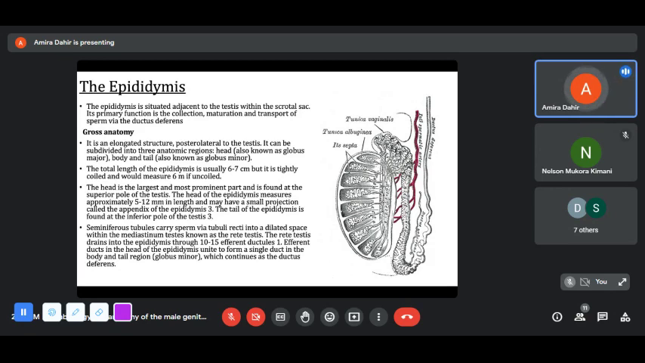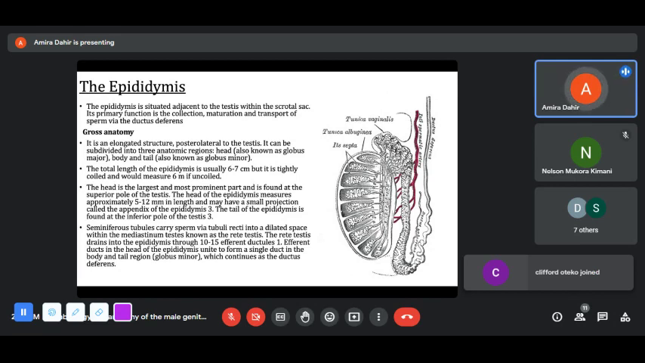The total length of the epididymis is usually 6 to 7 centimeters, but it's tightly coiled and will measure 6 meters if uncoiled. The head is the largest. Here is the head. This is the body of the epididymis, and this is the tail. The head is the largest and most prominent part and is found at the superior pole of the testis. The head of the epididymis measures approximately 5 to 12 millimeters in length and may have a small projection called the appendix of the epididymis. The tail of the epididymis is found at the inferior pole of the testis.